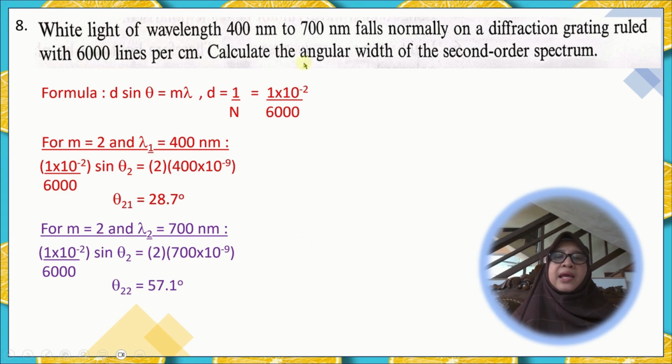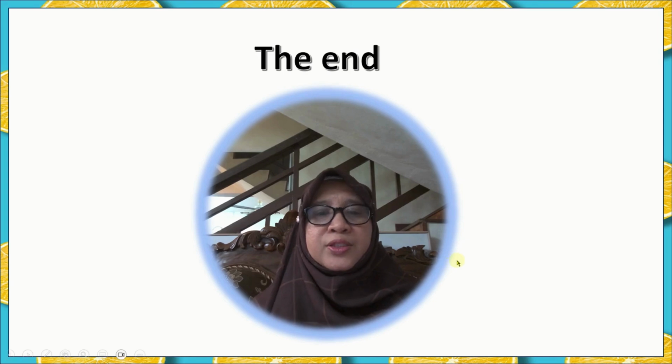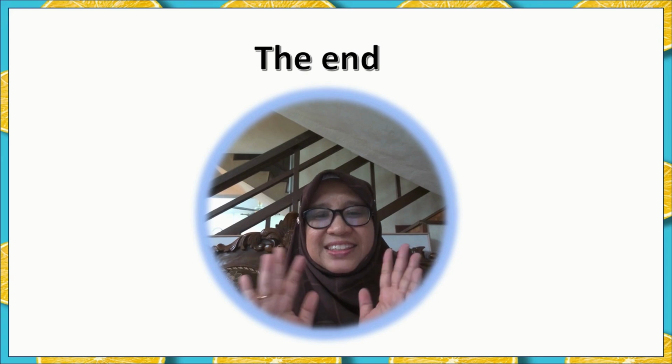But the question wants the angular width. So be careful, angular width of the second order spectrum. That means the angular width will be 57.1 degrees minus 28.7 degrees. We get 28.4 degrees. So this is the angular width asked by the question. Okay, done for question 8. That's all for tutorial 15 on the diffraction topic, and we've done both part 1 and part 2.